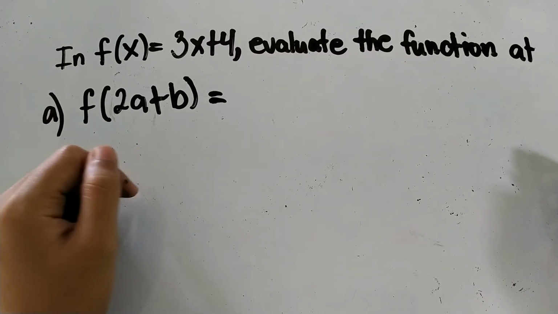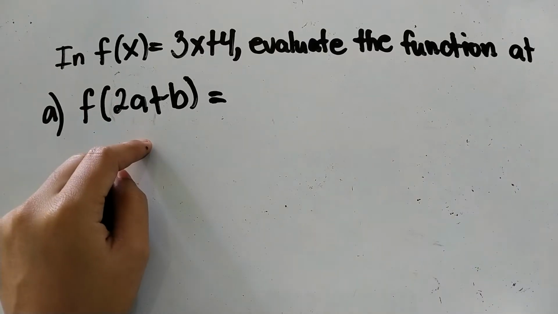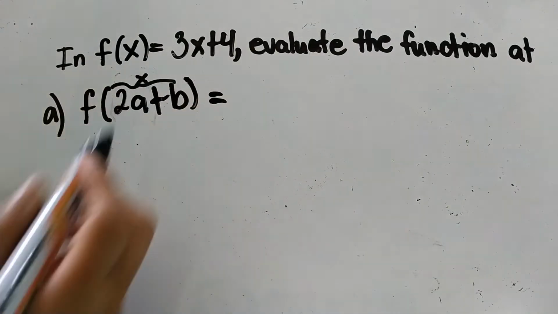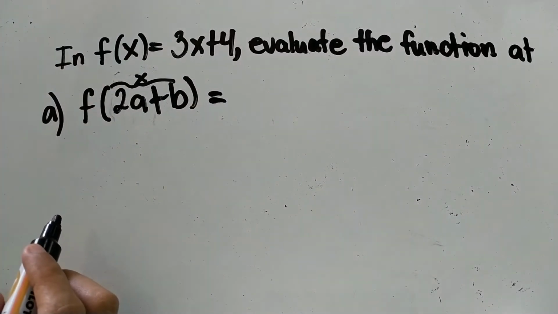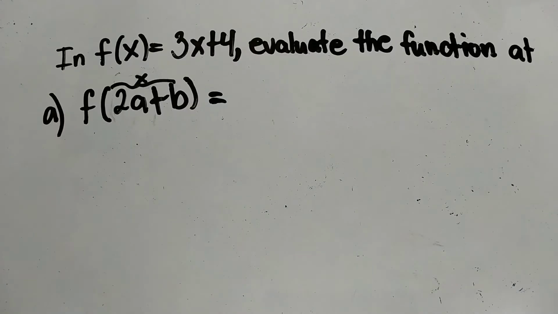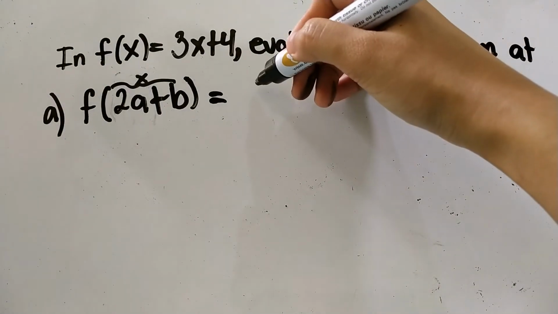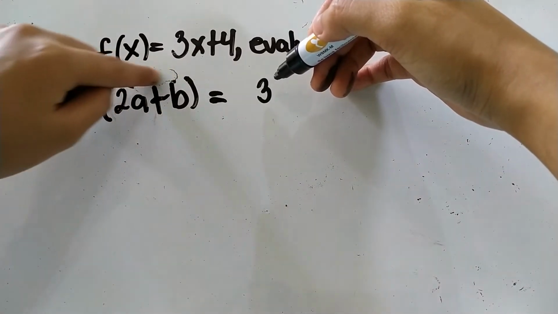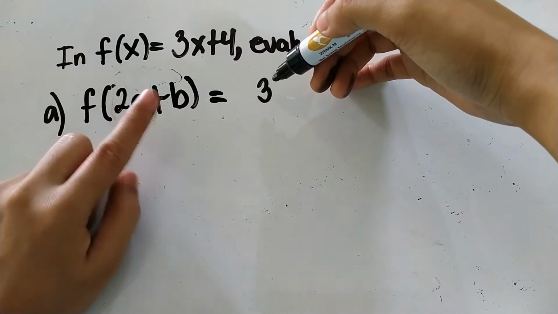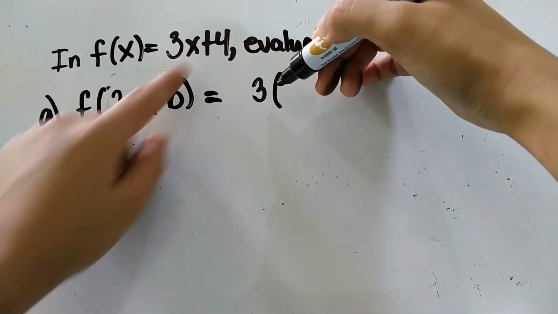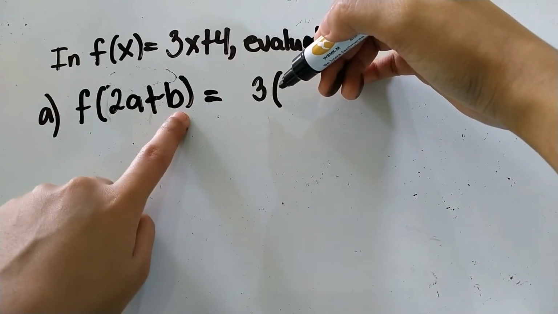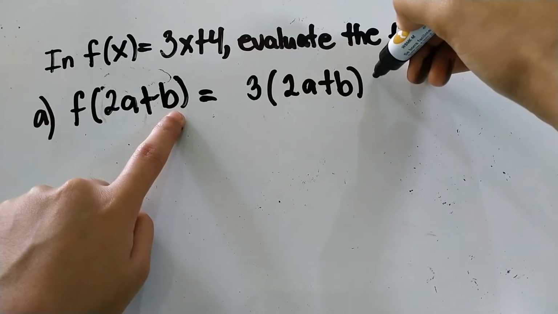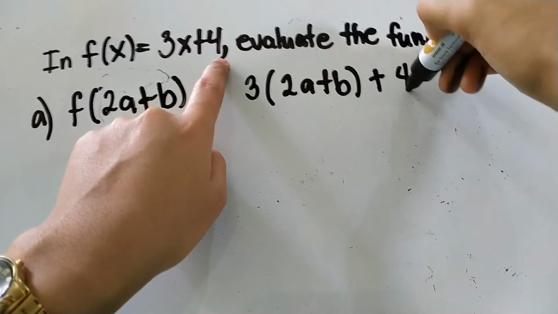So, para gawin ito, simply, let's treat this as x. Treat lang natin siya lahat. This binomial, para lang siyang x. We will replace all this with x. So this is like a sort of review. So we have 3. Burahin na natin ito para hindi confusing. So f of 2a plus b is equal to 3 times, since x siya, and x is 2a plus b. Papatan na natin siya ng 2a plus b plus yung natira, 4.